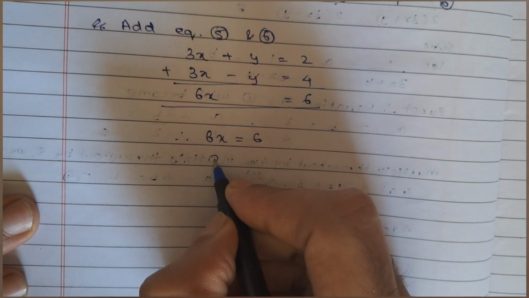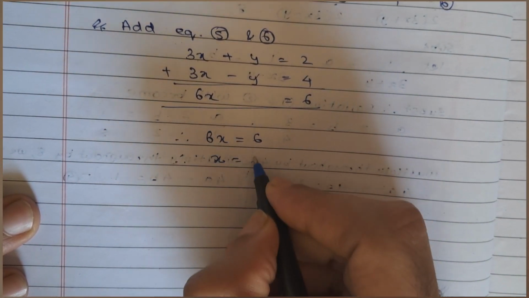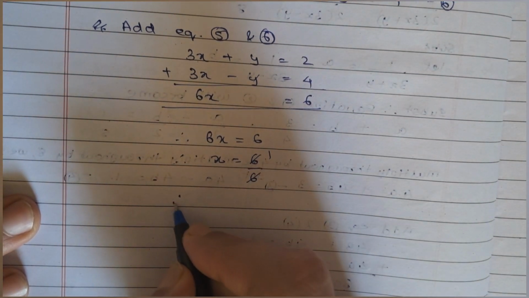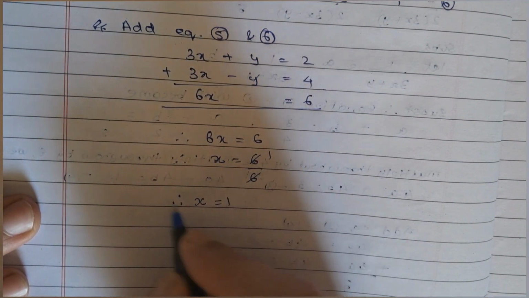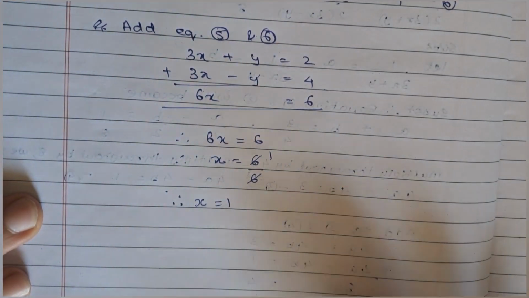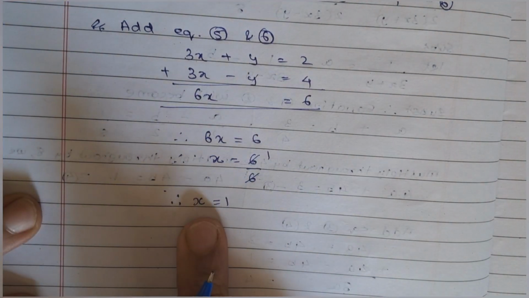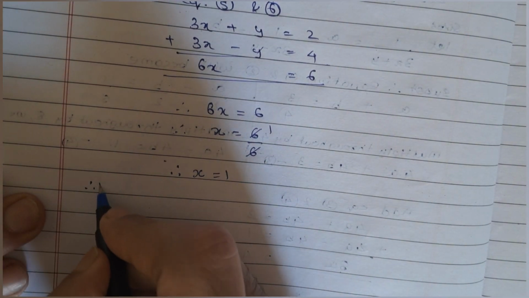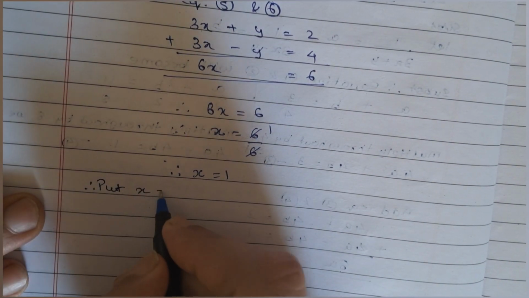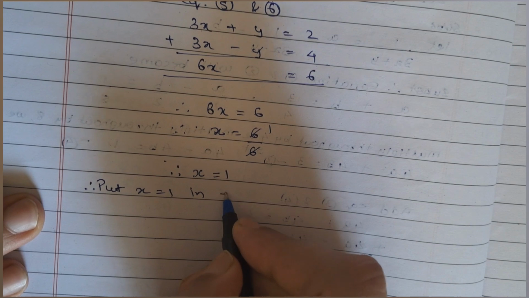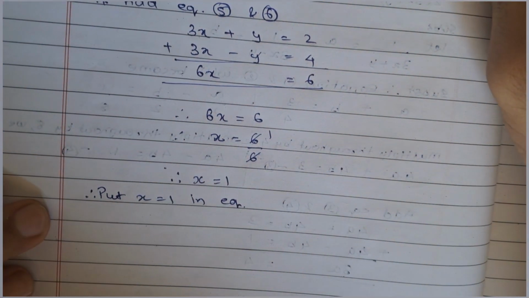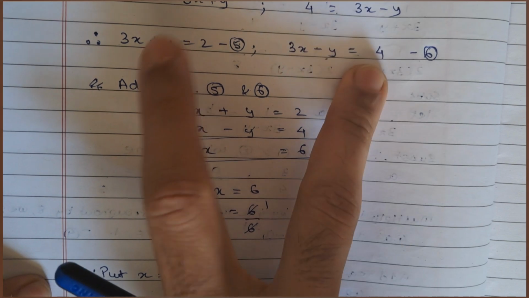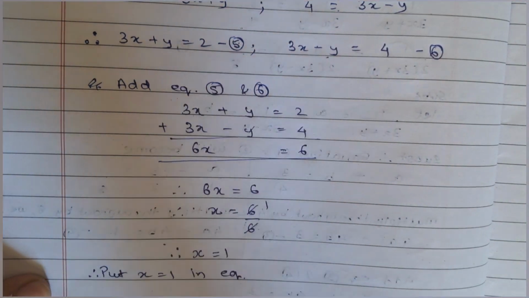But I am interested in x, so I will just send the 6 below. So 6 came down, 6 got cancelled. So finally I have the value of x as 1. Let me not put it in a box, I will put it at the end. So I have the value of x. Now, as is obvious, I will put x equal to 1 in any of the equations which contain x and y. Just above I have a couple of equations containing x and y. I can put it in either of them. Let me put it in 5.